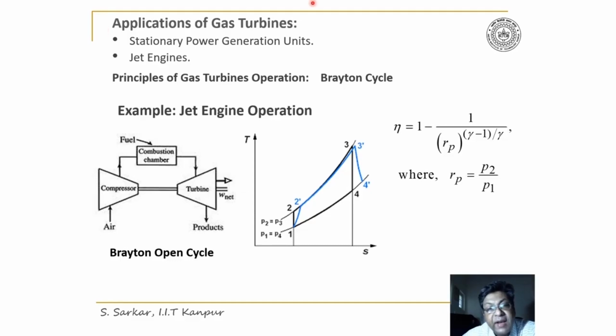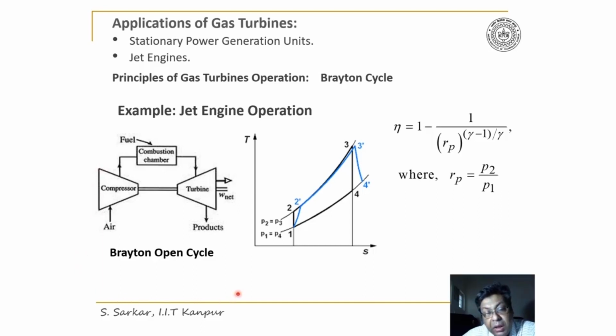The Brayton cycle is the operating cycle for a gas turbine, and the closed cycle is used for power generation unit, while open cycle is used for jet engines. Let me discuss further.